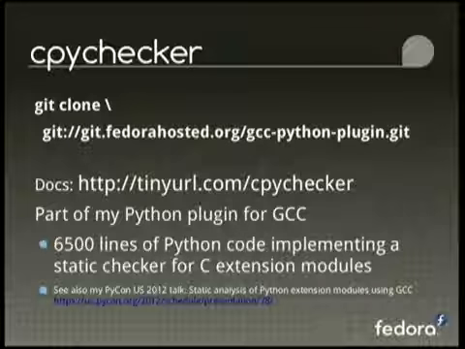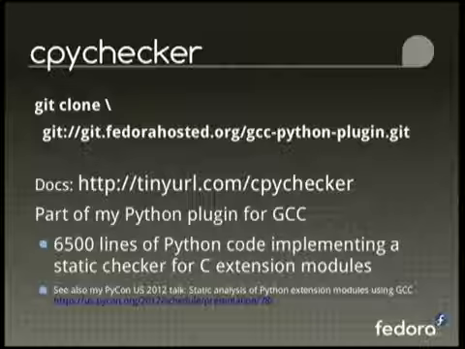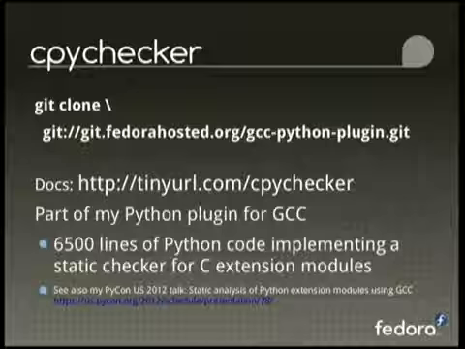So GCC is the GNU Compiler Collection. It's a suite of compilers for many different programming languages, and it supports a plugin interface so that as your C code is being compiled, you can have a plugin that analyzes the compiler's representation of that code and potentially injects new compile time warnings. And so my Python plugin embeds the CPython interpreter within GCC.